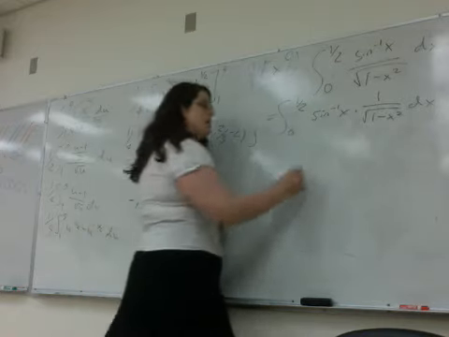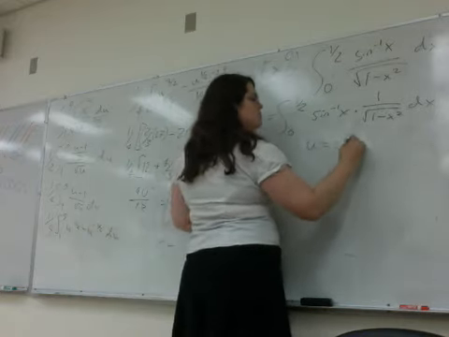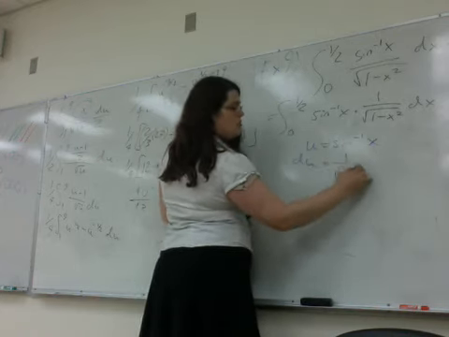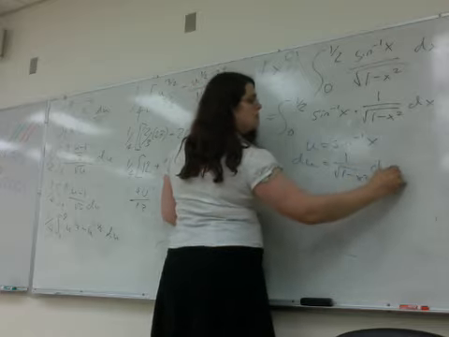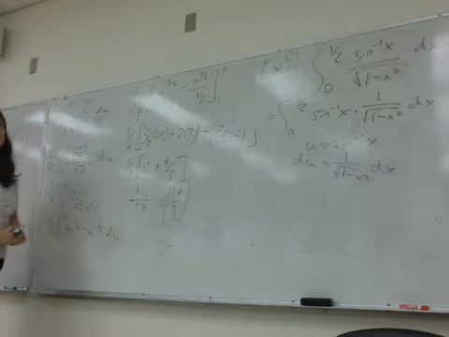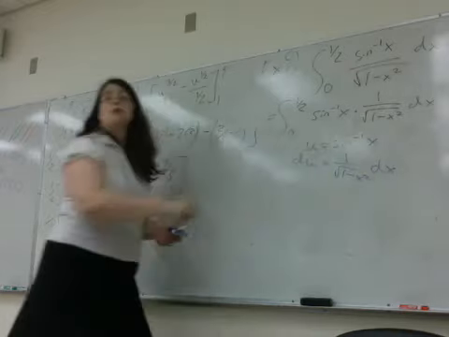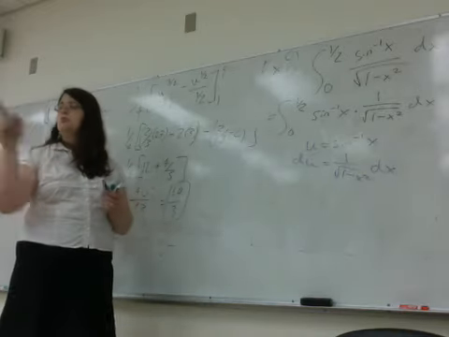So I'm actually going to pick my u to be sine inverse of x, because its derivative is 1 over square root of 1 minus x squared. So the idea is that this whole thing here will become a du. That will just become u. It shouldn't be too hard to do. Yes?